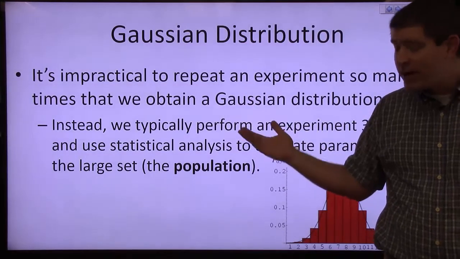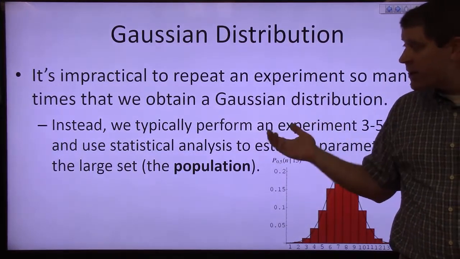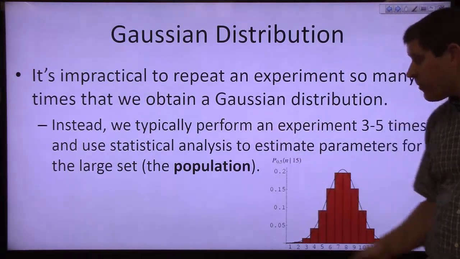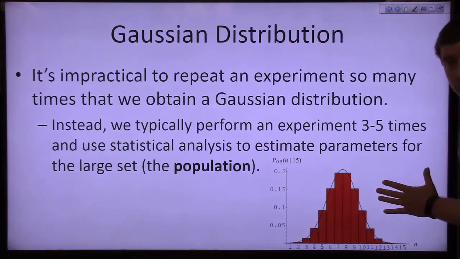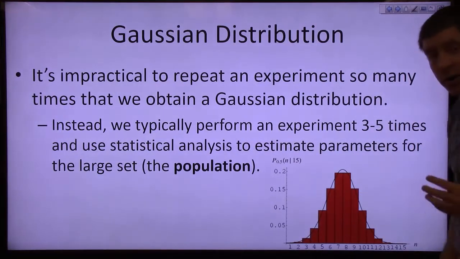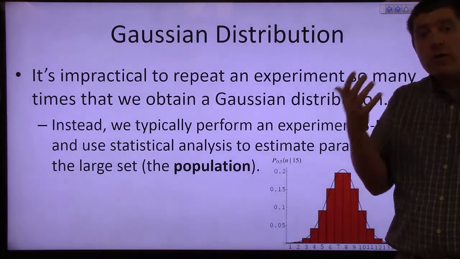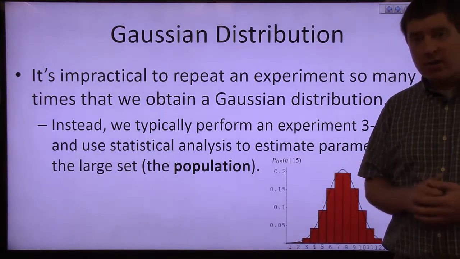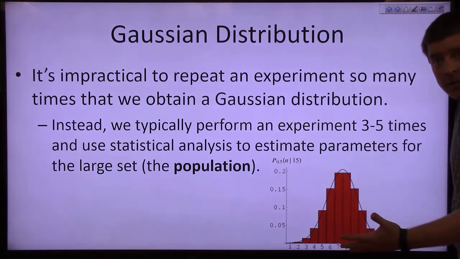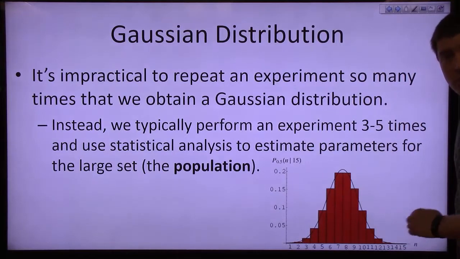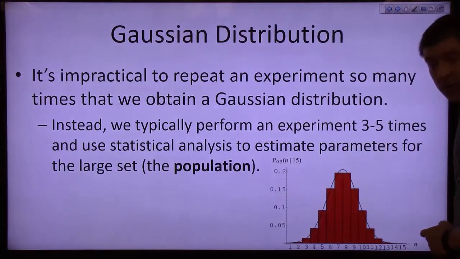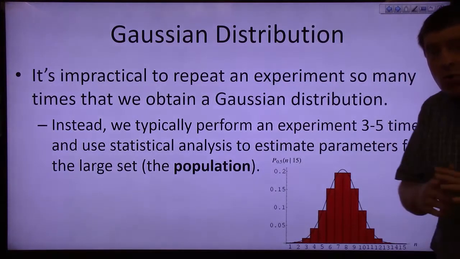Now it's impractical to repeat an experiment so many times that we obtain a Gaussian distribution. Instead, we typically perform an experiment somewhere between 3 and 5 times, and then use a statistical analysis to estimate the parameters for a large set, the population of all of the times we could have run that experiment. In other words, if we run an experiment an infinite number of times, then we won't have this sort of stepped structure to our distribution. We'll instead have the curved structure, that nice smooth shape.